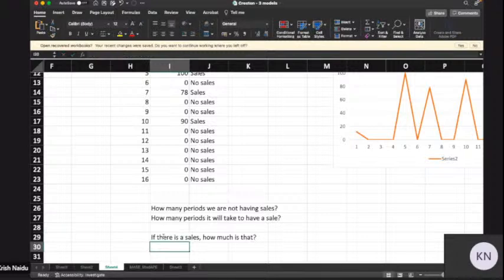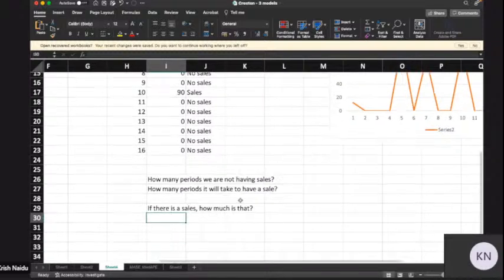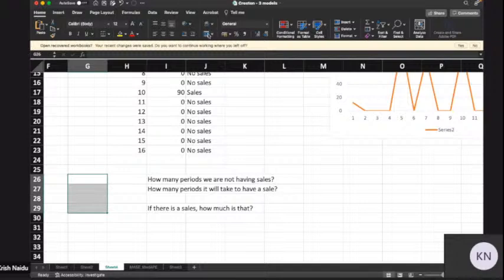Here in intermittent demand, we are going to predict not only volume, but also the time period: how many periods it will take to have a sale, and how many periods we are not going to have a sale. So we are going to predict not only the sales, but also the time period. This is all about the technicality of intermittent sales.